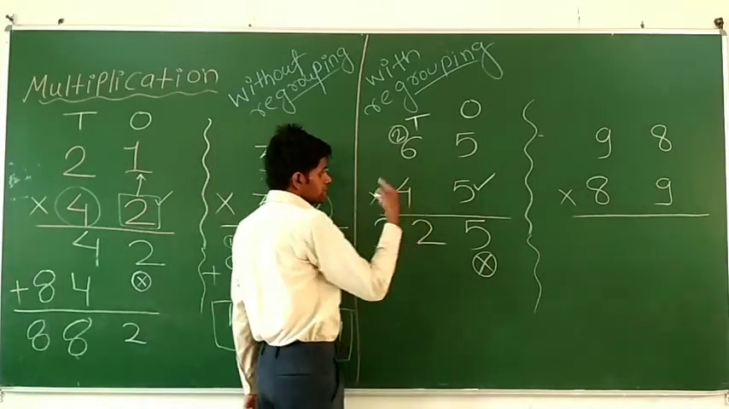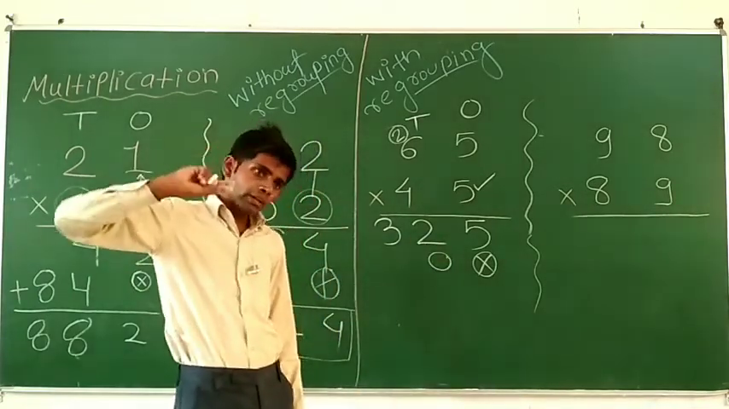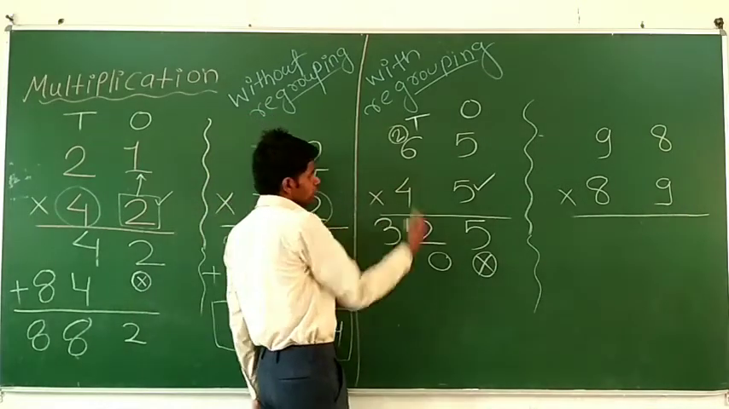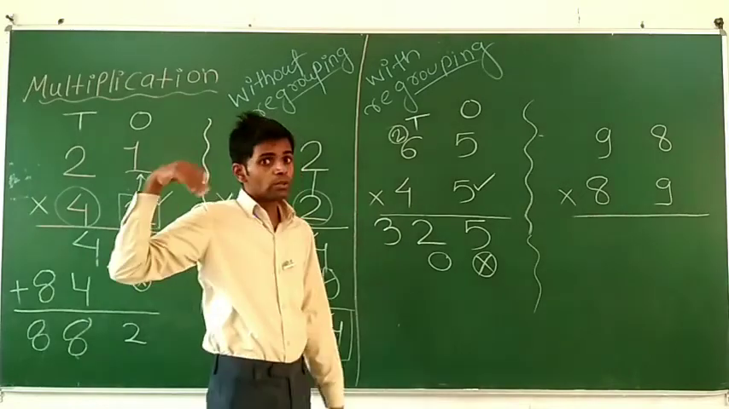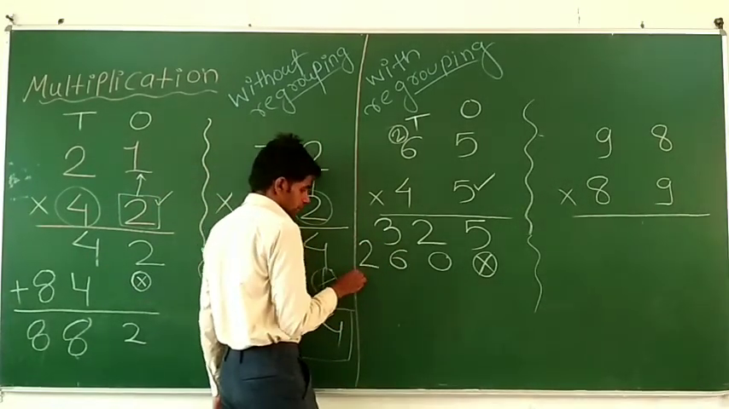4 5s is 20. So we will write 0. 2 will be carried forward. 2 फिर से पहले से लिखा है, it's okay. 6 4s is 24 or 4 6s is also 24. 24 plus 2 is 26. So we will write 6 here, 2 will be here.